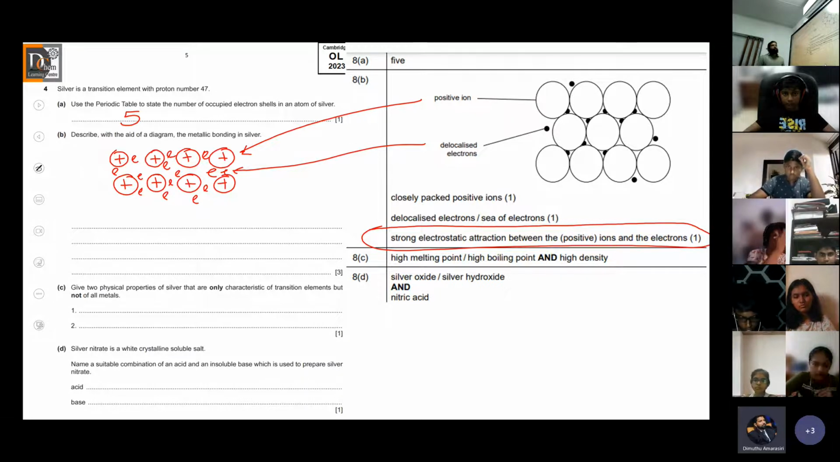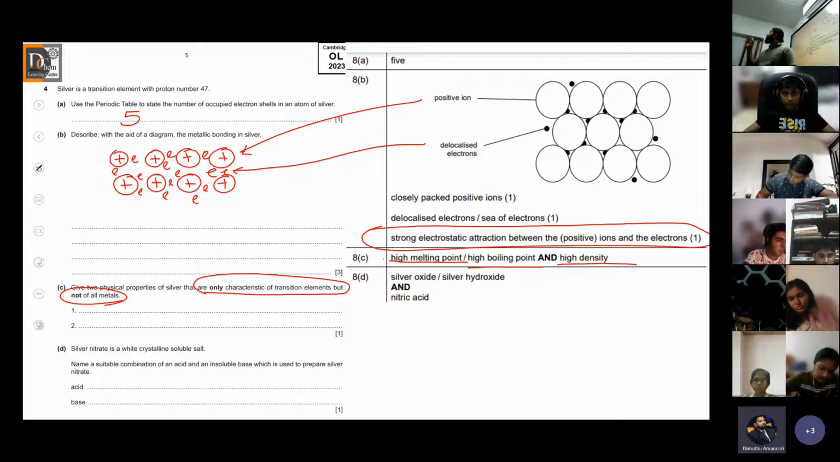And this is a giant metallic structure: high melting point, high boiling point, high density. But there is one thing. These are only characteristic for transition elements, but not for all metals. I can't write conducting electricity here. Why? Conducting electricity is common for all the metals. But high melting point and high boiling point are not common for all the metals, like sodium and mercury, they are out. Electric conductivity is common. High density is also out for sodium and mercury.